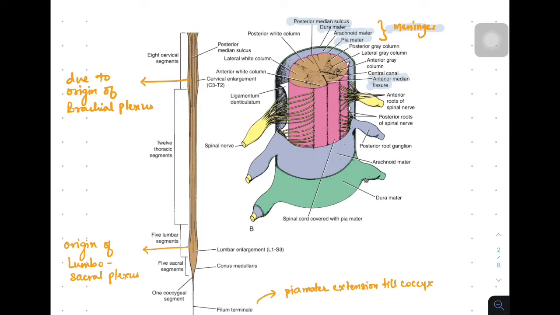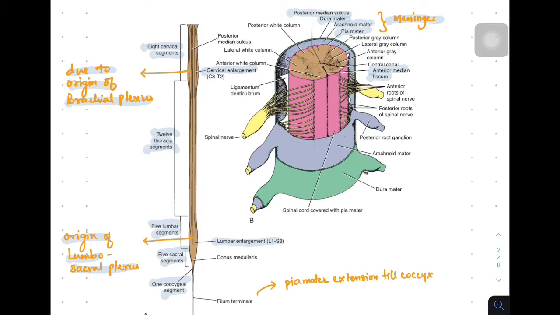Then we all know that the spinal cord is made up of 33 segments. It consists of 8 cervical segments, then 12 thoracic segments, 5 lumbar segments, 5 sacral segments and 1 coccygeal segment. On gross appearance, the spinal cord shows 2 enlargements at the cervical and lumbar regions. This is due to the origin of the brachial plexus from the cervical enlargement and the origin of the lumbar plexus from the lumbar enlargement.